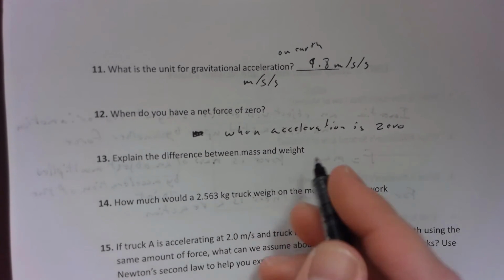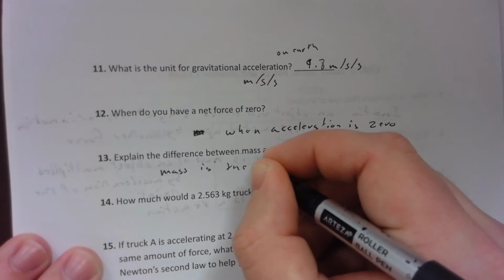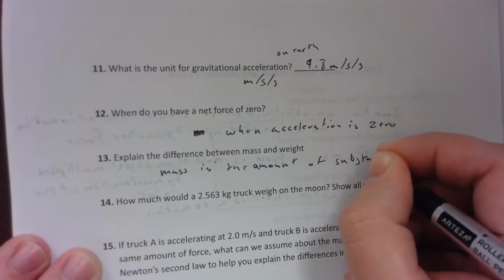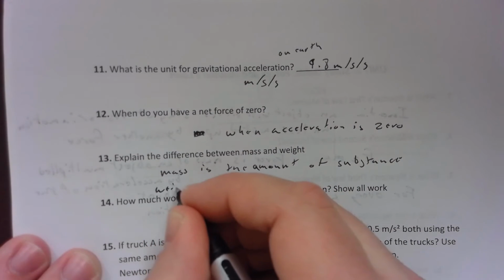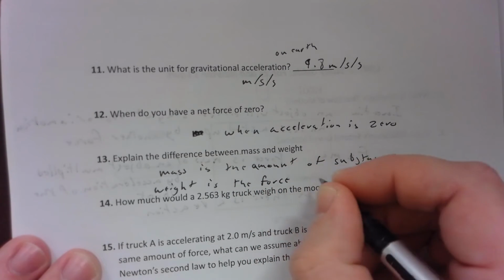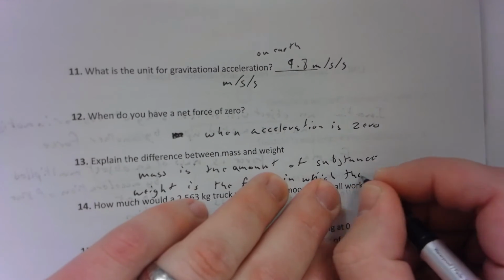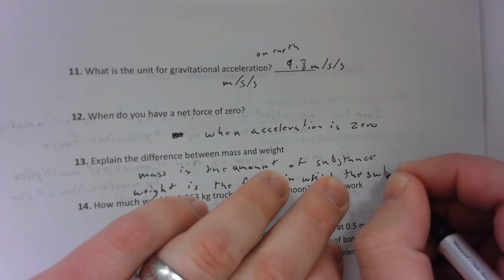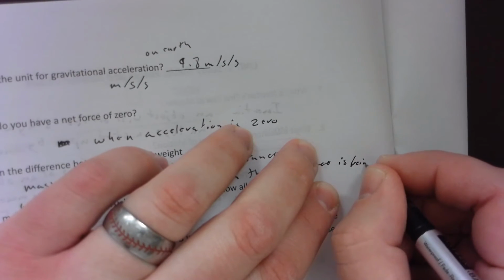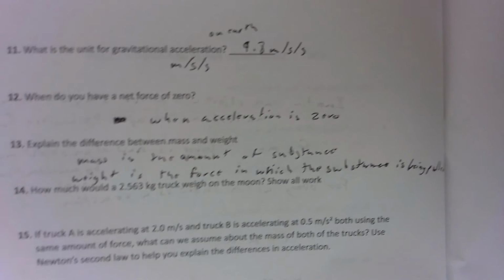Explain the difference between mass and weight. Mass is the amount of a substance, and weight is the force with which the substance is being pulled. I'm sorry, not my best writing ever. The pen's a little bit leaky.